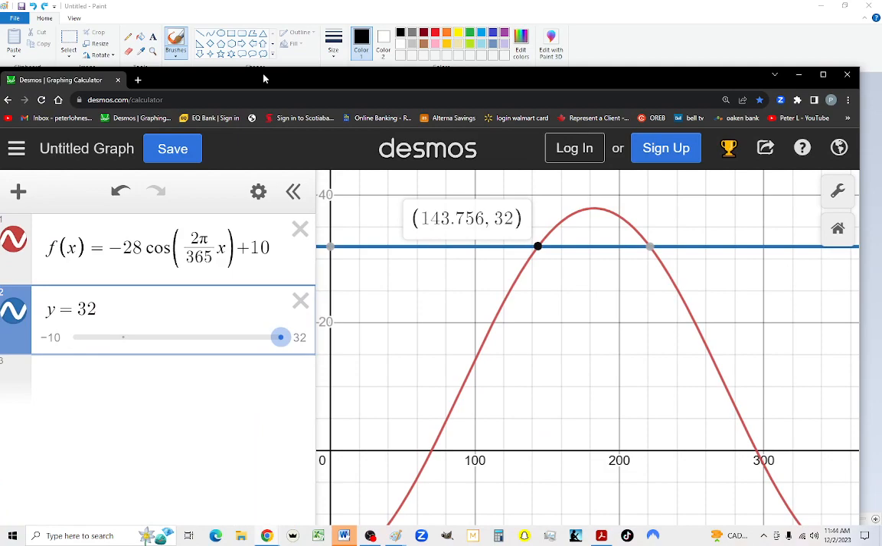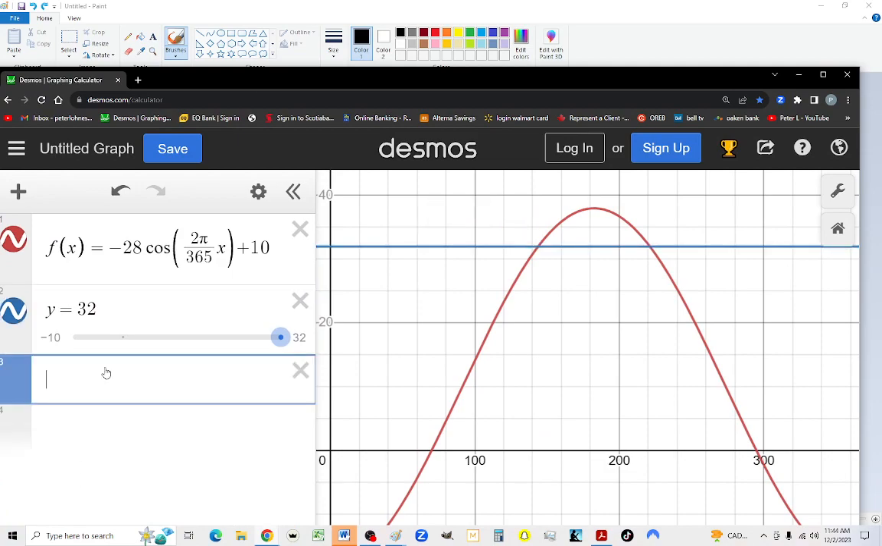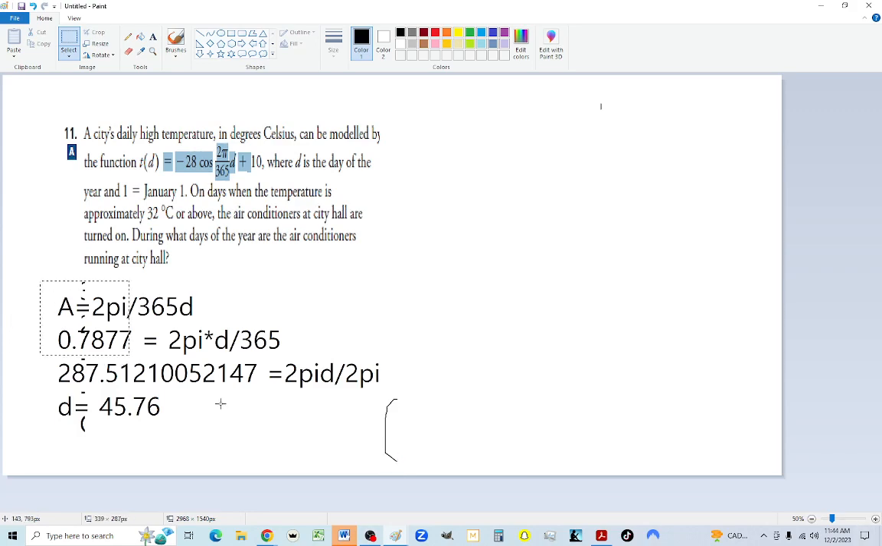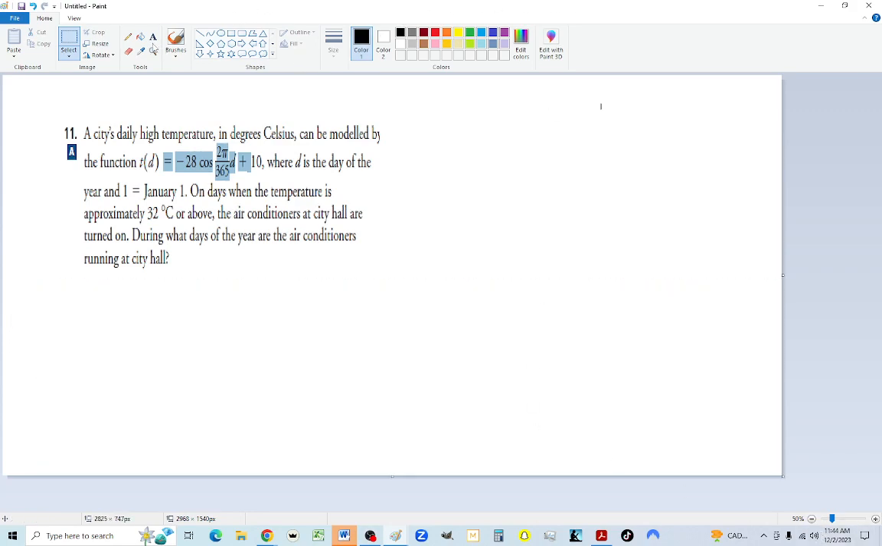So these are the actual days, which makes sense because 143 converts to roughly May, and 221 converts to roughly the middle of January. So let's see what I did wrong here. Let's go back. It's important to be able to do these. These are the most important questions. So let's see. First of all, just start with the angle.